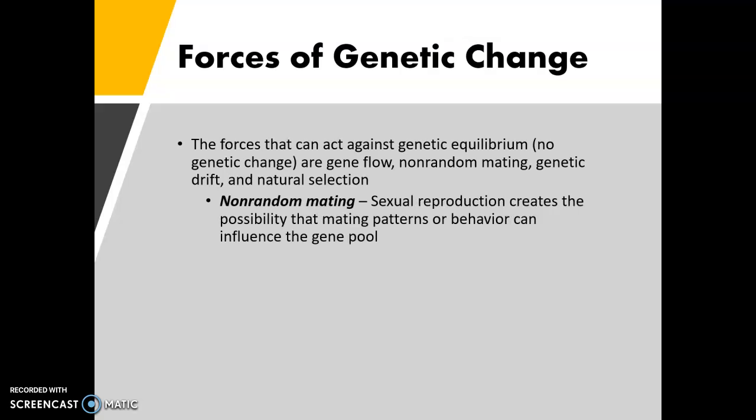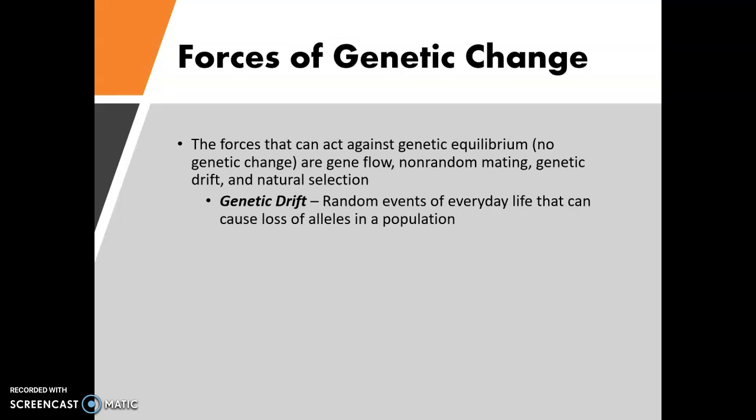2 is going to be non-random mating. This happens when sexual reproduction creates some sort of possibility that mating patterns or behaviors can change, and that is going to influence the gene pool. 3rd is going to be genetic drift. These are random events of everyday life that can cause a loss of alleles in a population. You actually saw that in your 16.3 notes. So if you're a little bit confused, just flip back, pause the video, and take a look back at that.